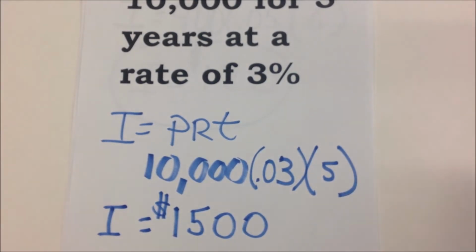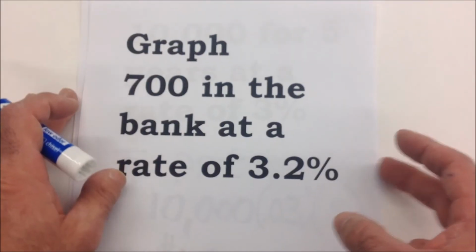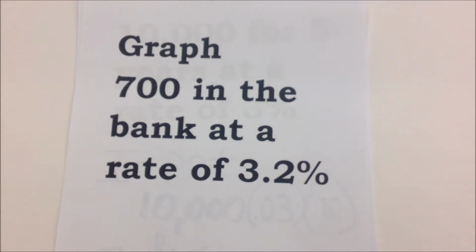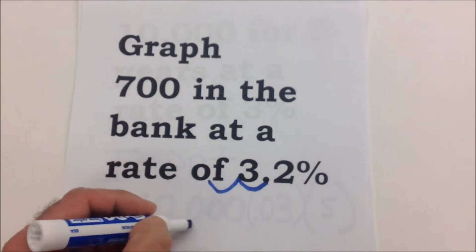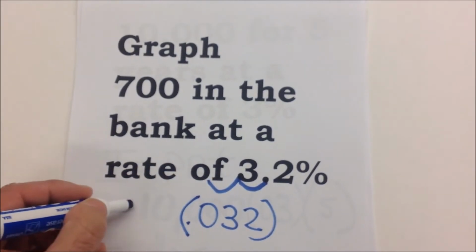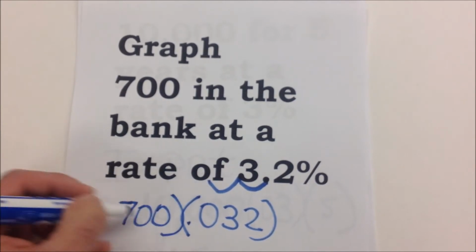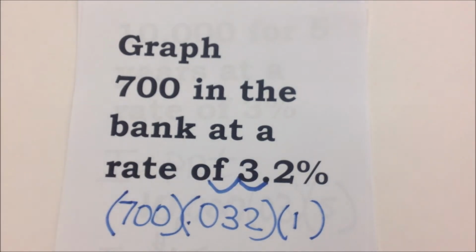We can also graph. Let's say that you don't borrow, but you deposit. You put money in the bank. You put $700 in the bank at a rate of 3.2%. How much interest will you make after 1 year? Remember, you need to move this percent twice. 1, 2. So you get 0.032. That's your rate. The principal, the amount you deposited, was $700. We just want it for 1 year. How much will you make?